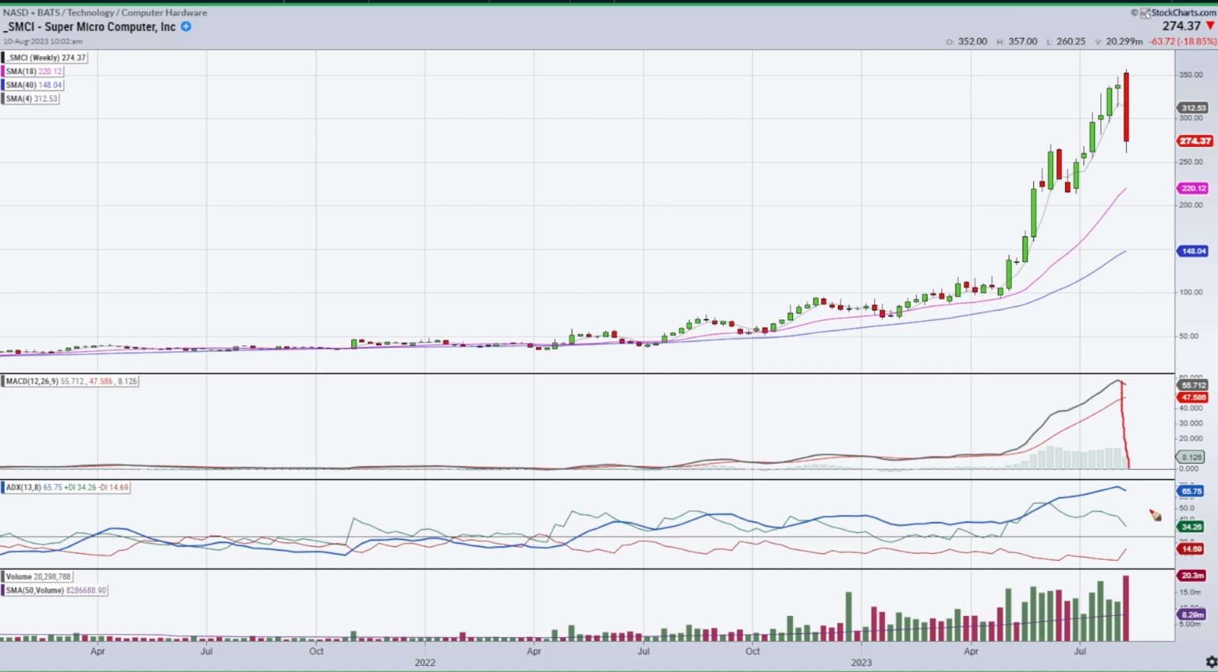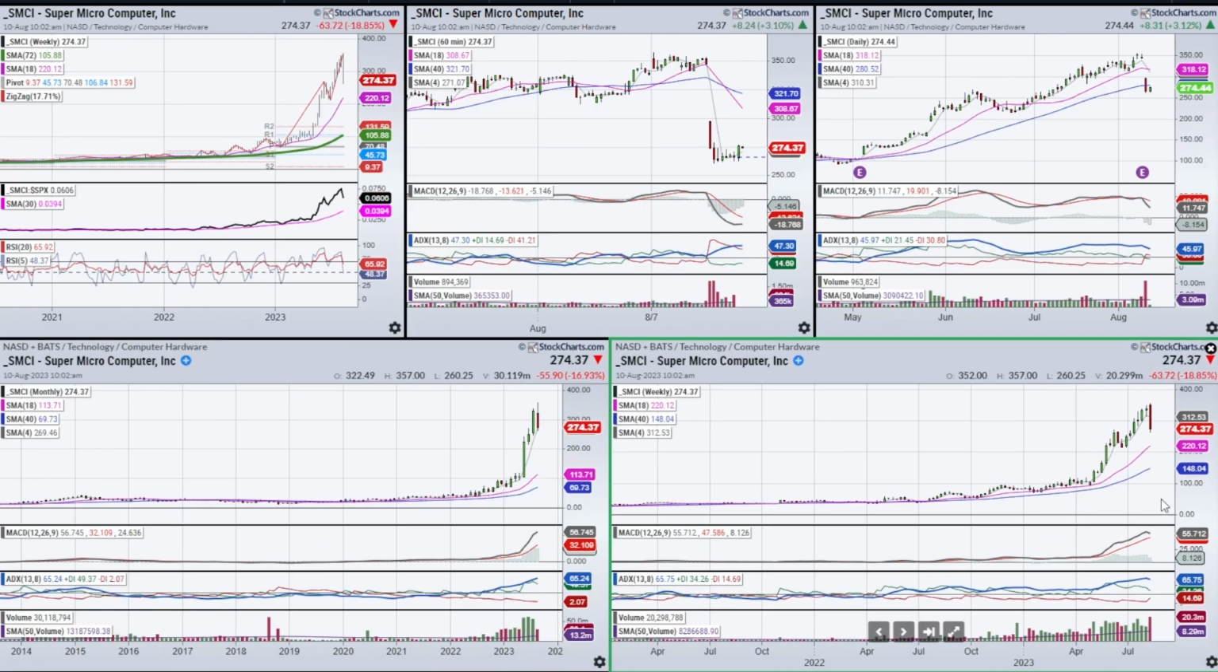MACD is really far from the zero line, and we got the ADX line up towards 70. And now look at the volume. Look at the volume off this reversal pattern. So is it going to turn into a straight down move? Probably not. I wouldn't be surprised if this comes back up and tests, but I don't think this is going to be turning and just going straight up again. I think we've got a lot more work to do in this.